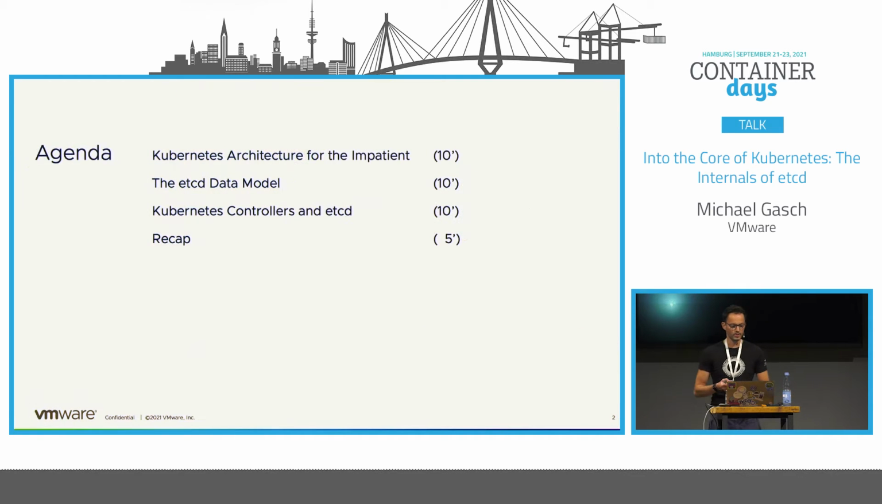And from an agenda perspective, we'll briefly talk about Kubernetes architecture, because I'm not going to assume everyone has heard about Kubernetes in depth before, and etcd as well. And then we spend time on the etcd data model, because there's a lot of stuff going on behind the scenes in etcd that Kubernetes is heavily using. And then we'll bring together these worlds between Kubernetes controllers and operators and etcd.